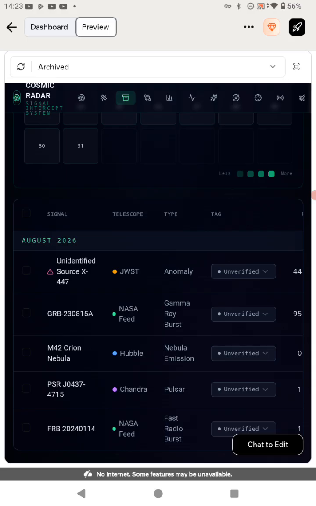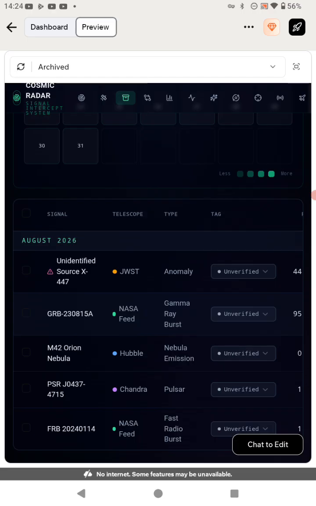So I don't know what these unverified things are. I've got to check into this a little bit more, because like I said, this is far from finished. Then we've got the PSR J0473-4715, is Chandra. Now I guess that must be one of the observatories, I'm not sure. And it's showing a pulsar, unverified. And then we have FRB 202-40114, NASA feed, fast radio burst, unidentified.